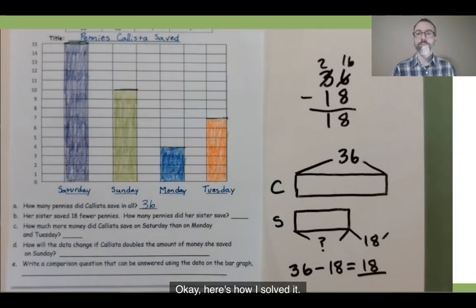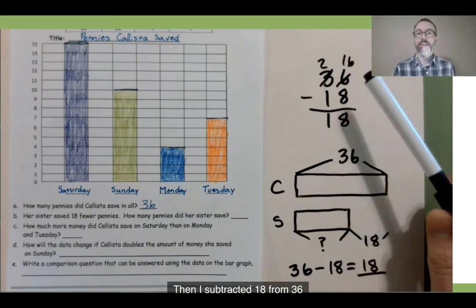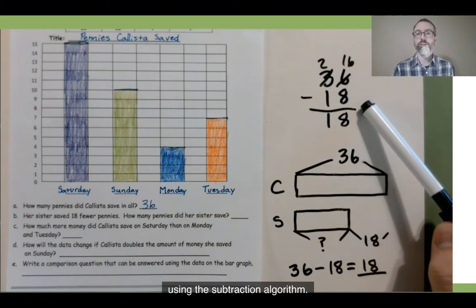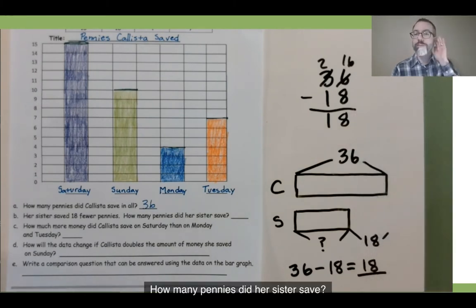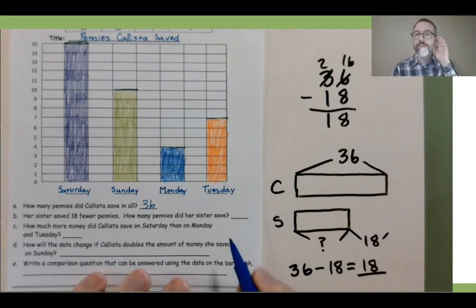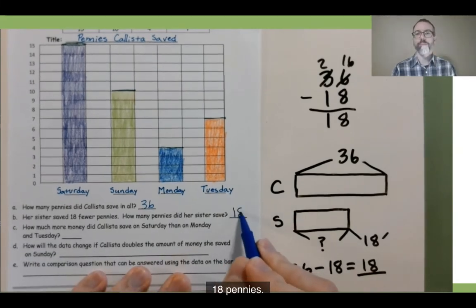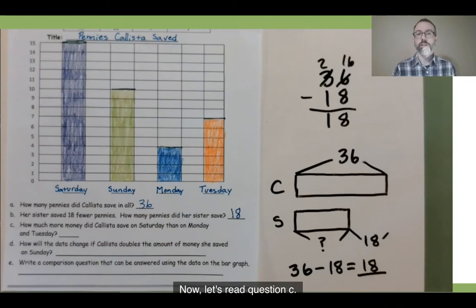Okay, here's how I solved it. I drew a tape diagram, which helped me know I need to subtract. Then I subtracted 18 from 36 using the subtraction algorithm. How many pennies did her sister save? 18 pennies. Now let's read question C.